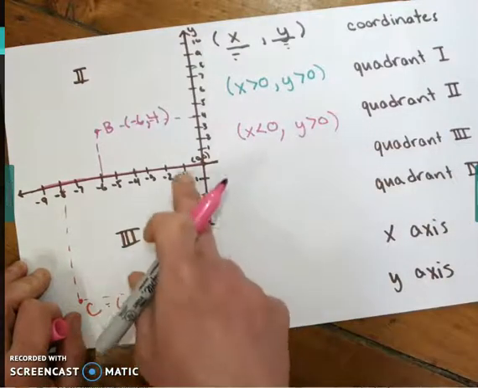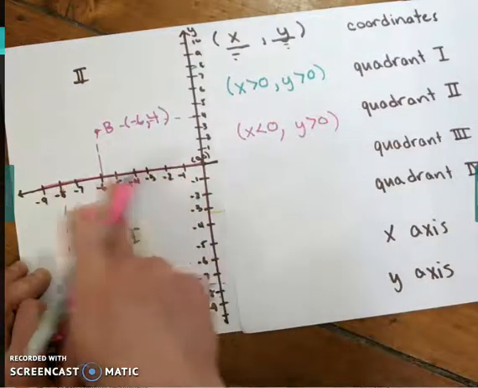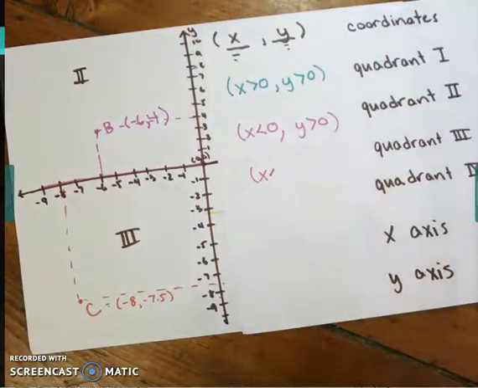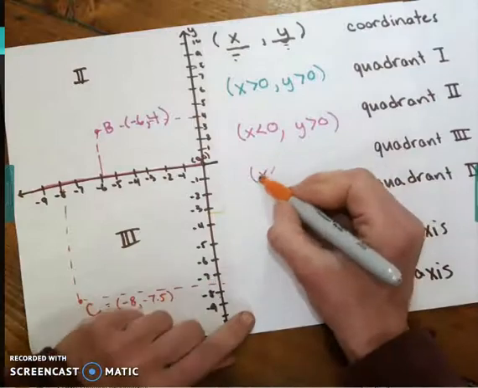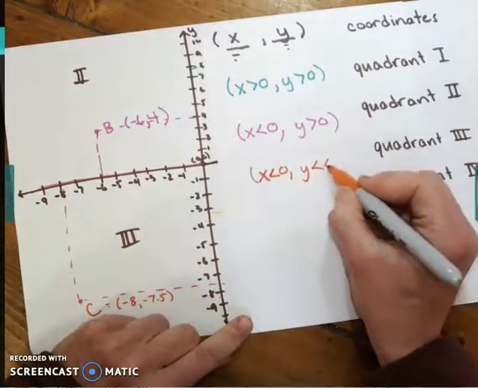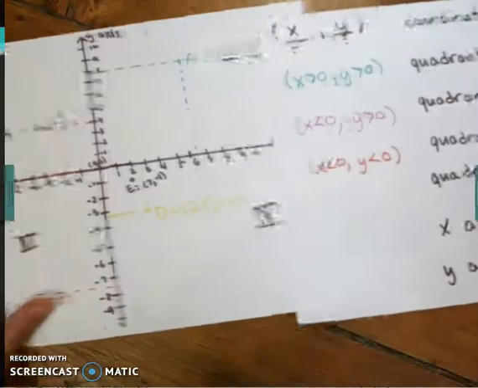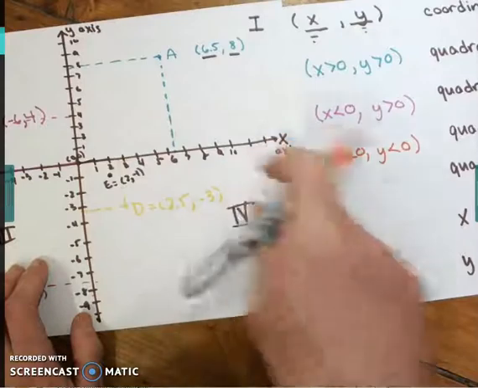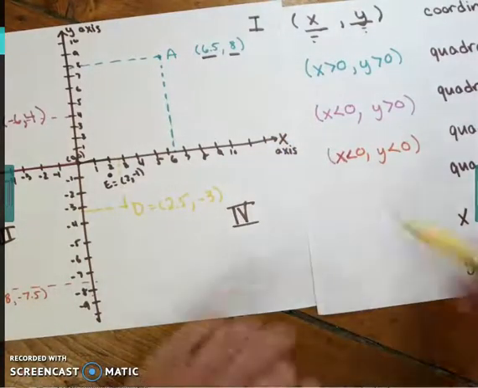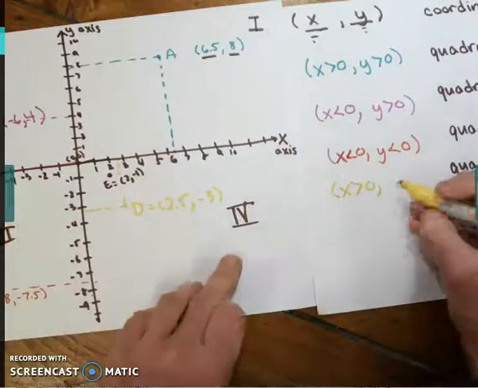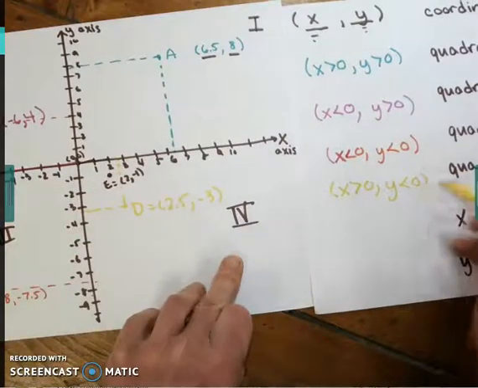In quadrant 3, we're on the negative x's, so x is less than 0. Let me use orange here. X is less than 0. And we're underground, so y is also less than 0. And finally, in quadrant 4, x's are positive. So in quadrant 4, x is bigger than 0, but we're underground, so y is less than 0.